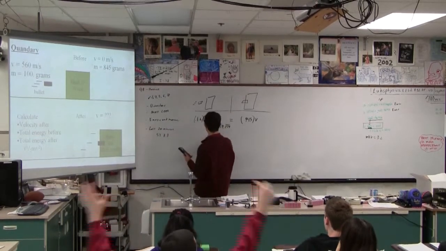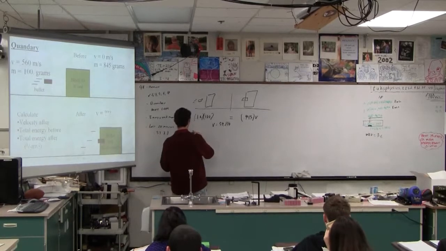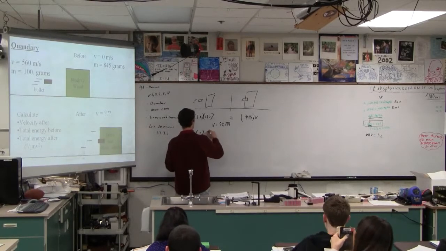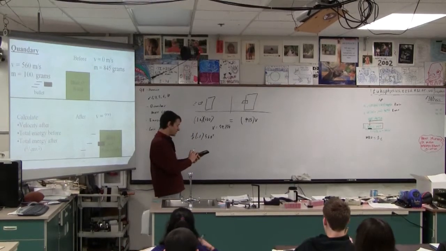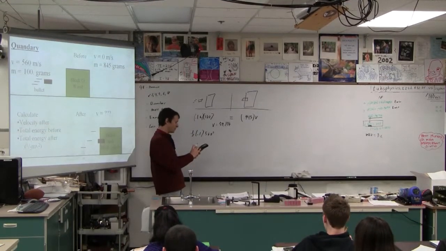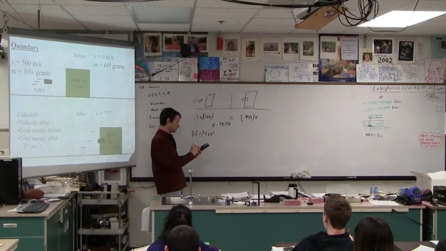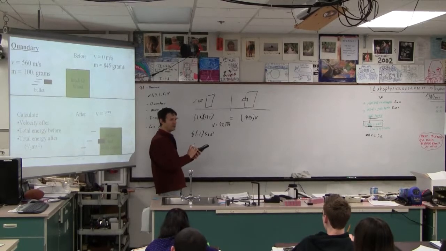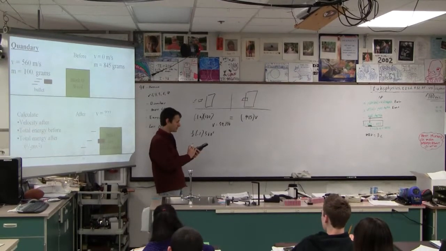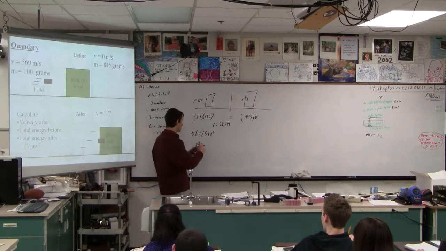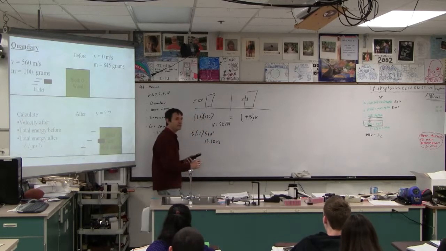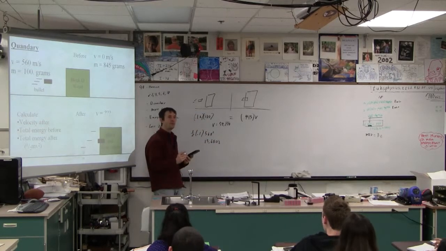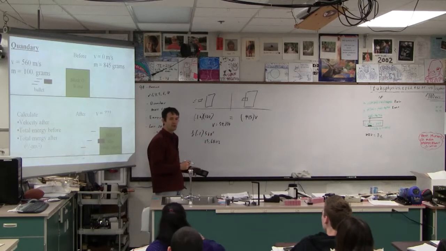Then the kinetic energy before is 1/2 times 0.1 times 560 squared. And this is why bullets hurt, right? This is a huge bullet. This is probably one that would hunt an airplane or something like that. I mean, seriously, a bullet is like 2 or 3 grams, 4 grams is a big one. Okay, this is 15,680 joules.